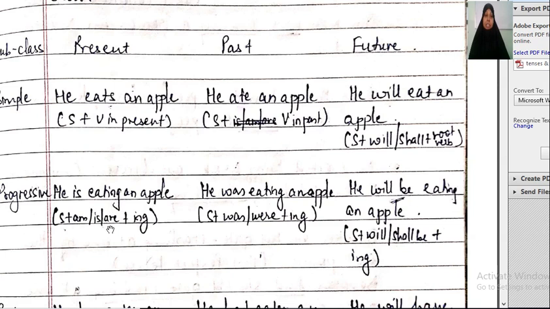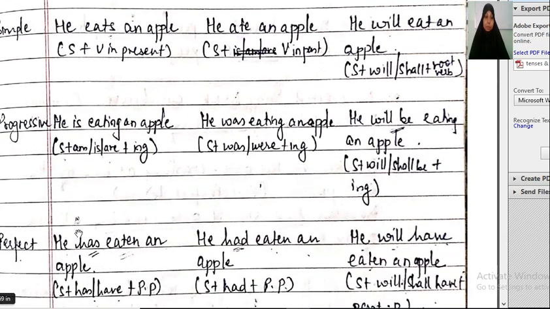So while you write the sentence in present progressive tense, you have to keep this structure in mind, that is subject plus am, is, are, whichever is suitable according to the noun or pronoun, plus ing form of the verb. That will be the structure of the sentence for present progressive tense.